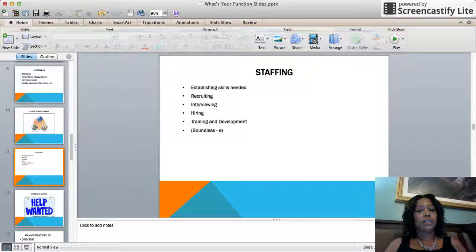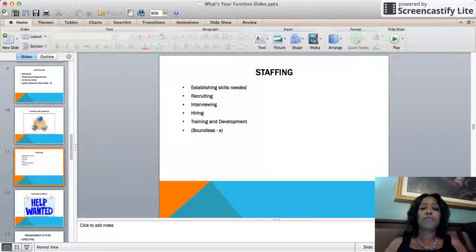The next function is staffing. Staffing involves recruiting employees. But first, you have to establish what skills are needed for a particular function in the organization. And once you establish what skills are needed, you recruit, and when the applications are received, you can look at them to see who meets your criteria. Then you interview them to see if they're a good fit for the organization, and you hire them. Staffing also involves training employees and making sure that they are up to date with the latest information needed to perform their function.